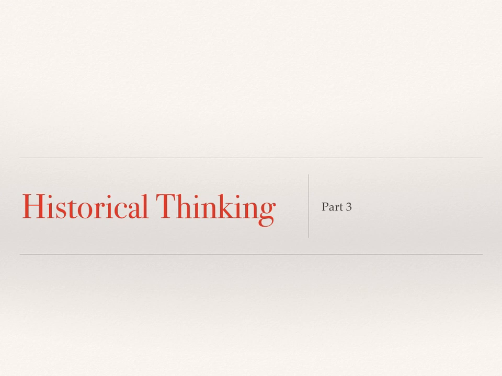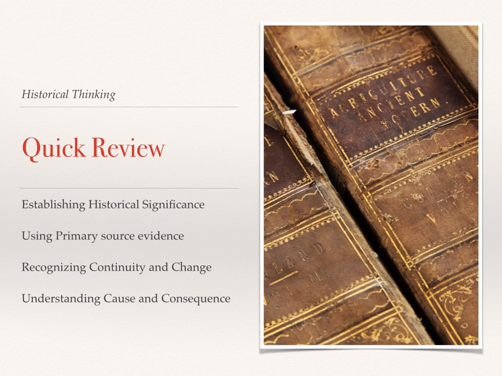We started early on with this idea of establishing historical significance. What makes it an important historical event? We moved on to talking about using primary source evidence. Historians use primary source evidence, and we sorted that out with you giving me some primary source evidence on your summer travel. Following that, last week we looked at two more elements of historical thinking.